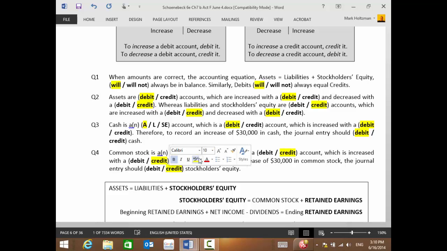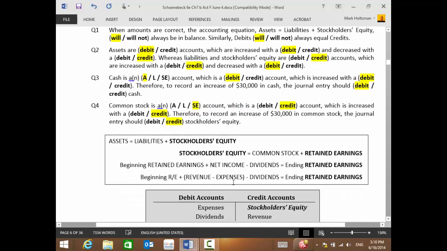Now, remember what we said about stockholders' equity before. I showed you this before in my own printout: stockholders' equity equals common stock and retained earnings, right? Beginning retained earnings plus net income minus dividends is ending retained earnings, and net income is made up of two components, revenues minus expenses. So you could say that beginning retained earnings plus revenue minus expenses minus dividends equals ending retained earnings. Okay, fine.